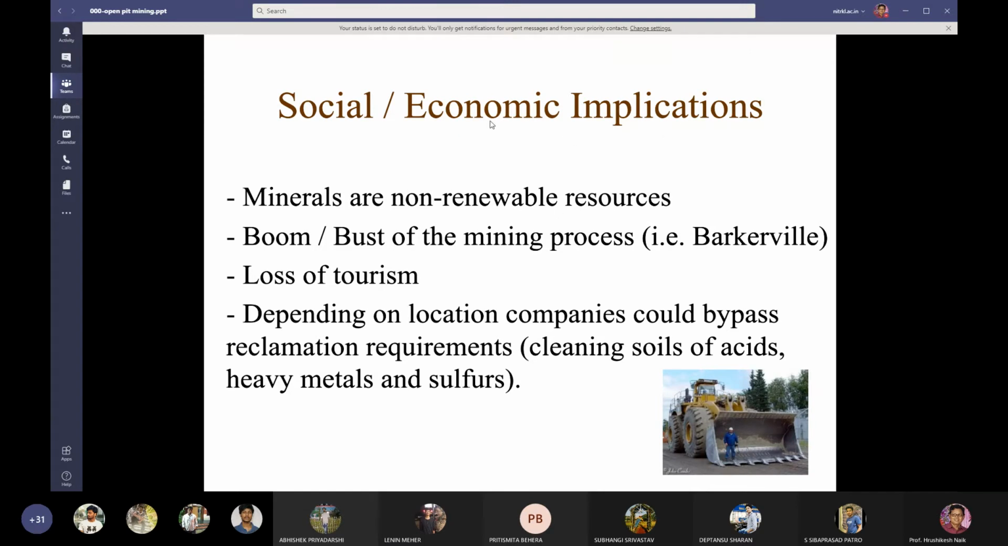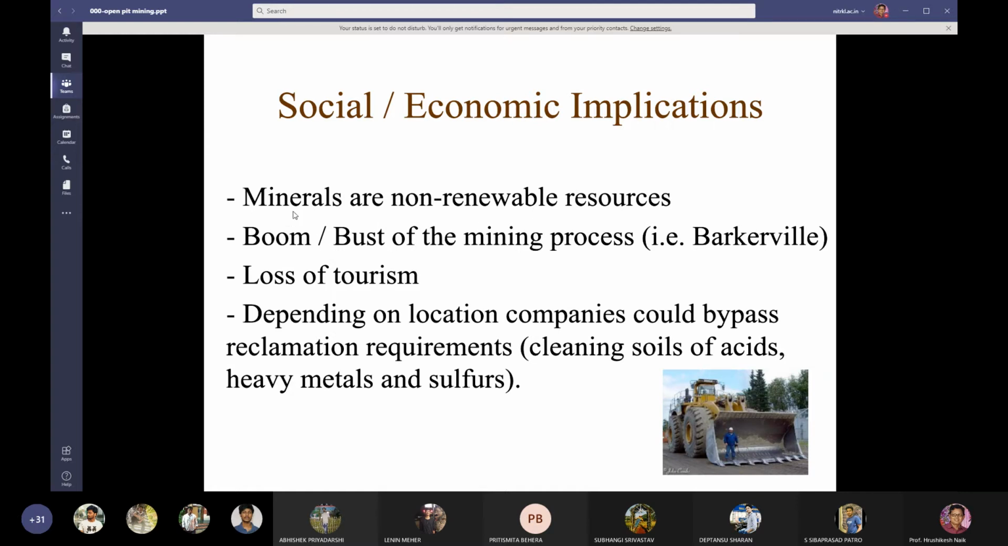And economic implication means the people earlier were using the land for cultivation. So if you are using the land for mining, they will lose their cultivation. So their economic activities will be stopped. Therefore, you have to give them compensation, you have to give them a house, you have to give them an alternate place to go for cultivation.